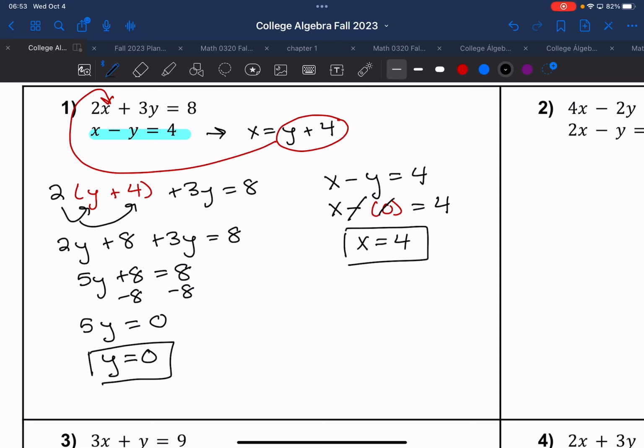If I was to write my answer as a point, this would be what point? Close. Remember, it's x comma y. 4 comma 0. And that is my answer. So I need to see the answers for both x and y, and then your final answer is written as a point. This is the same thing we would have found if we had put these two equations in y equals mx plus b format and graphed them. We would see that they intersect at 4 comma 0, meaning they have one solution.